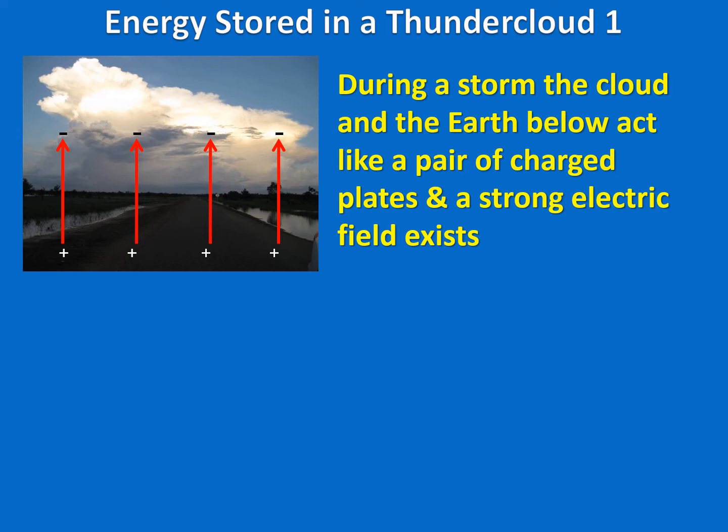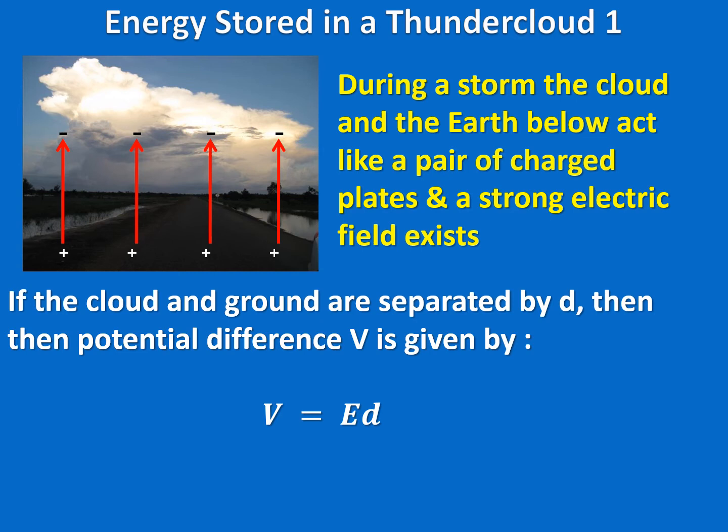And we've got a strong electric field between the two. And we can calculate the voltage between the ground and the thundercloud if we know the value of the electric field between the two and the distance between the two. So following on from our work with electric fields, potential difference is equal to the electric field times the distance or the separation between the plates. So if we consider the thundercloud to be one plate, the ground to be another plate, we can calculate the potential difference.